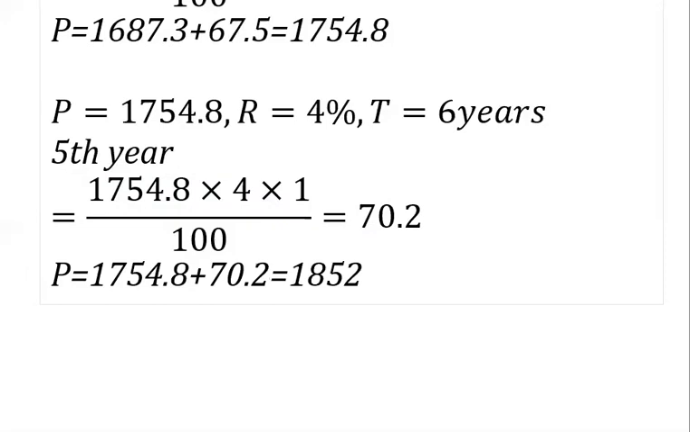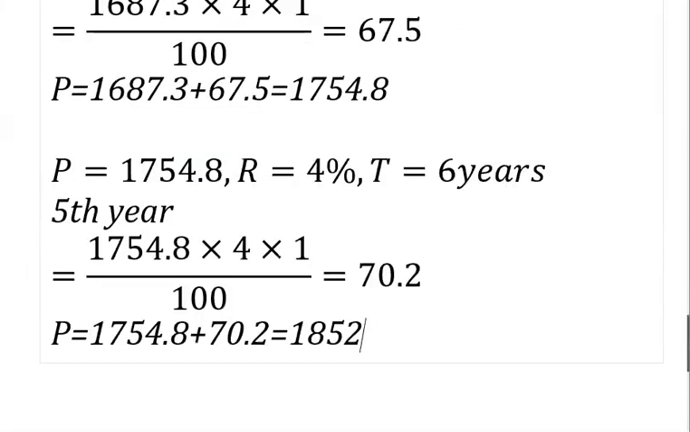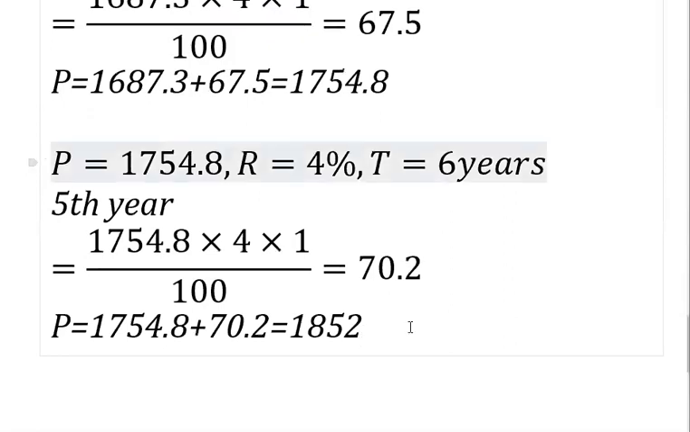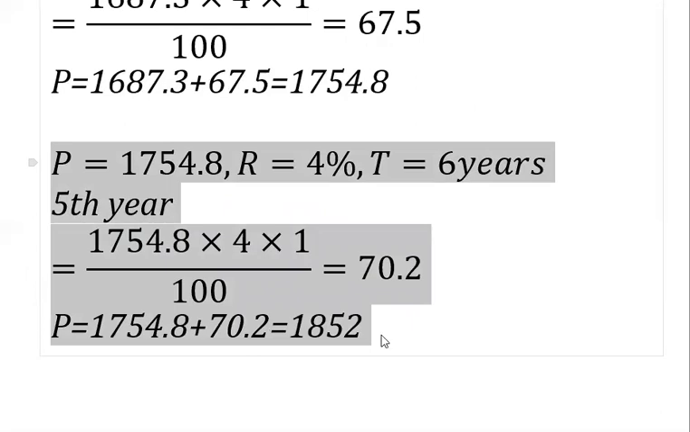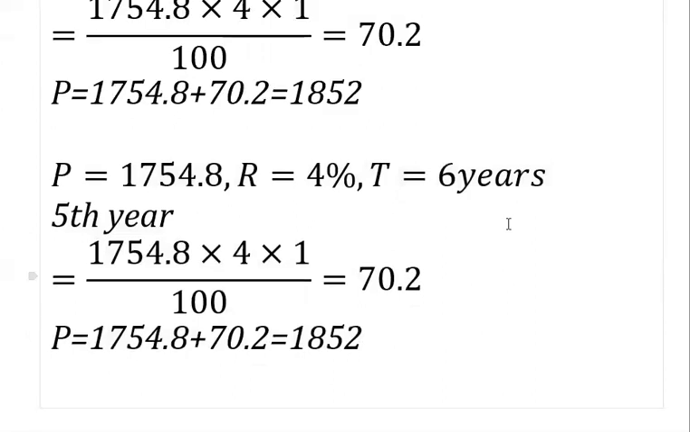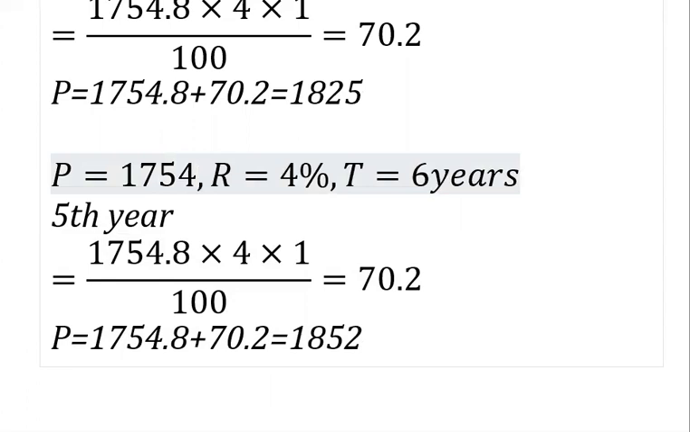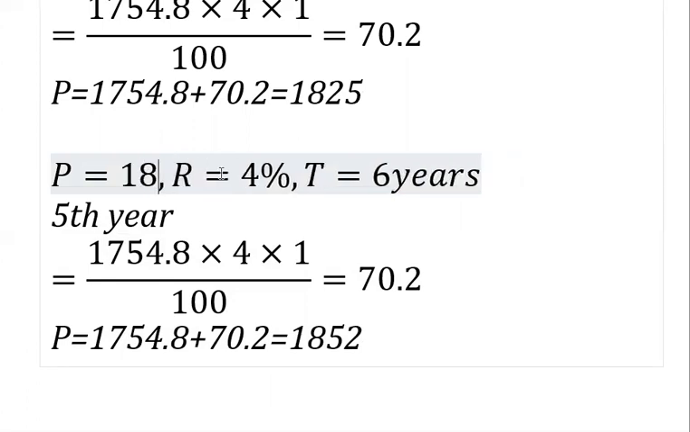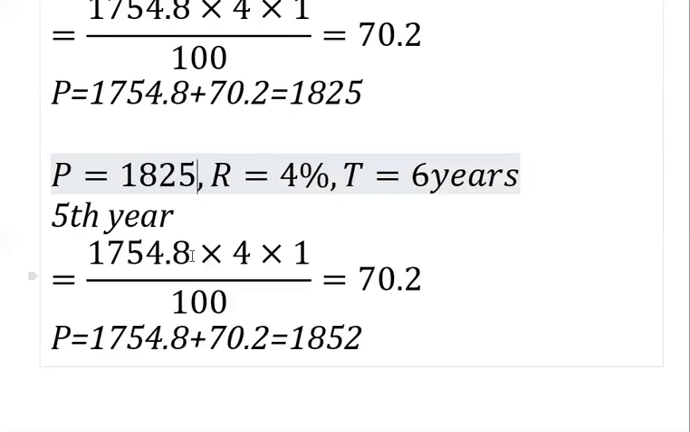Then the last year now, because it's just for 6 years. So let's get this as a template for the 6th year. Awesome. So 18 is 1825, not 1852. Let's correct this. 1825. Thank you very much. So our new principal will be 1825. Awesome. So our new principal here will be 1825.